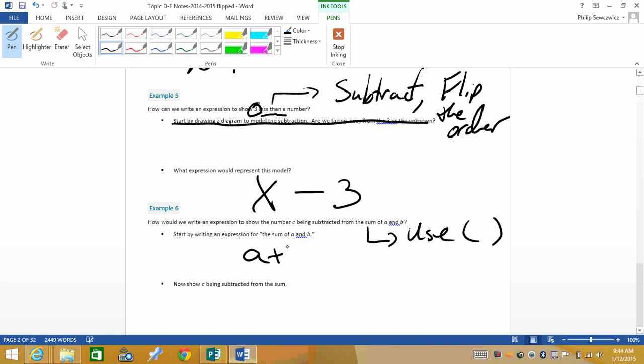So we're going to add a and b together, but then c being subtracted from. Okay, so remember how less than made us flip the order? Well, subtracted from shows that because we've got to do our addition problem. So we're going to wrap it in parentheses, and then from that, we're going to subtract c away. So subtracted from also means to flip the order. So those are two that we really got to end up watching for.